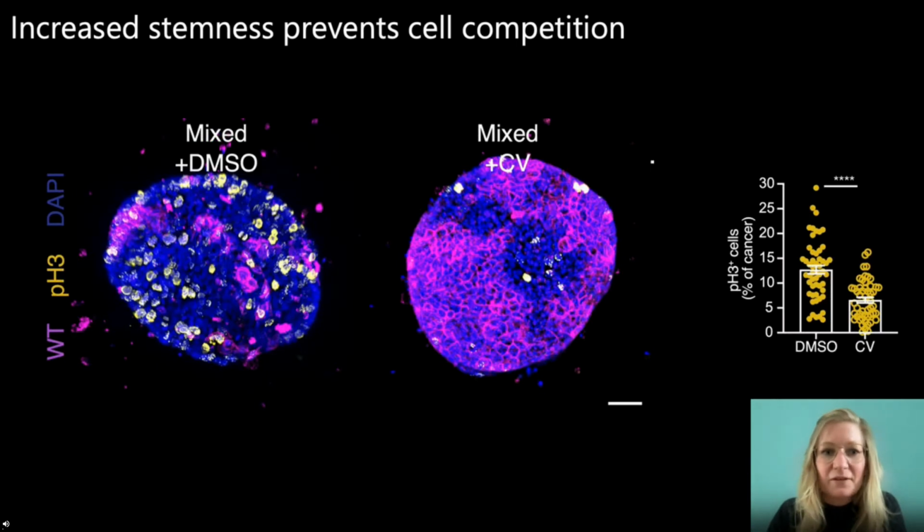Importantly, this prevention of competition did not only influence the wild-type population, but it could also take away the competitive advantage of cancer cells and limit their overproliferation rate. And together this told us that during competition, wild-type cells revert to a primitive cell state, which can be used by cancer cells to promote their proliferative capacity.